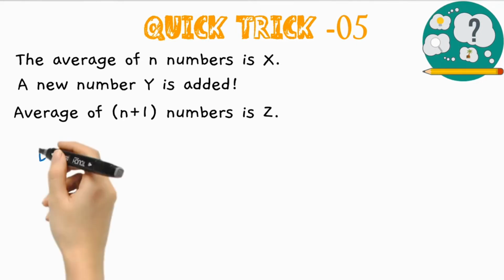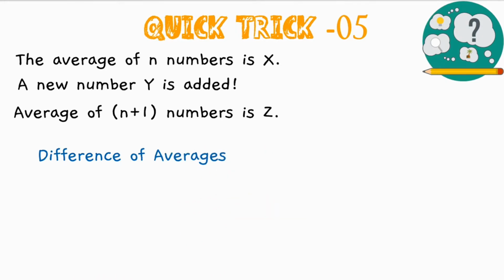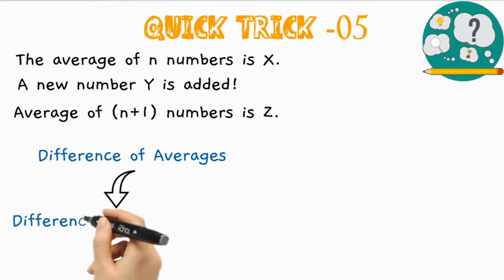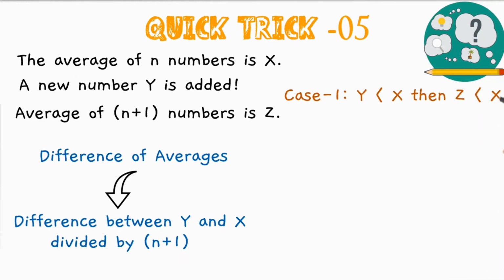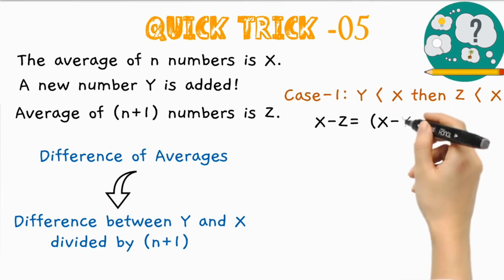The difference of averages, z minus x or x minus z, is equal to the difference between y and x divided by n plus 1. Here we have two different cases. In case 1, consider the value y is less than the existing average x. So with reference to x, the new average value decreases.